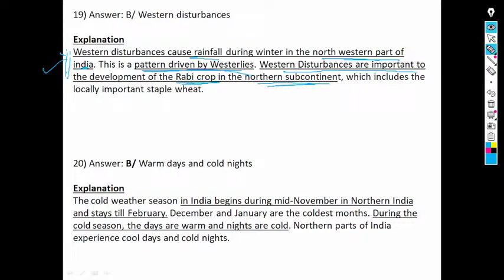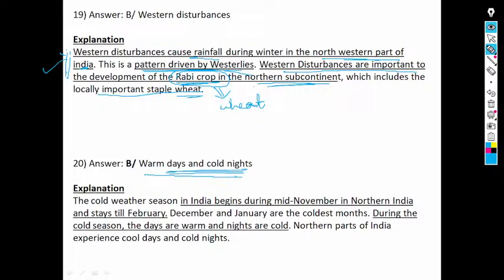Westerlies mainly bring rainfall. Western disturbances are important to the development of the rabi crop in the northern subcontinent, which includes the locally important staple, wheat. Rabi crop mainly wheat. Next, warm days and cold nights.